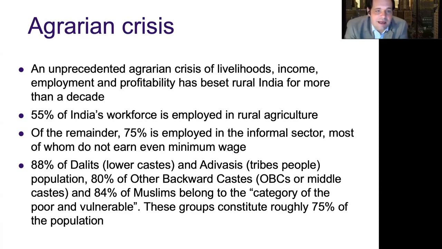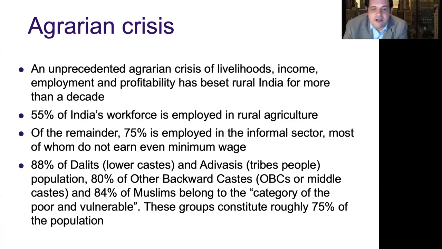Well, I talked quite a bit about the agrarian crisis already and the high level of inefficiency. There's also the fact that there is a very big informal sector of employment, which is not necessarily covered by most of the government programs. So 75% of the employees in the agrarian sector are in the informal sector. And they don't earn minimum wage or anything like this and live in precarious situations.